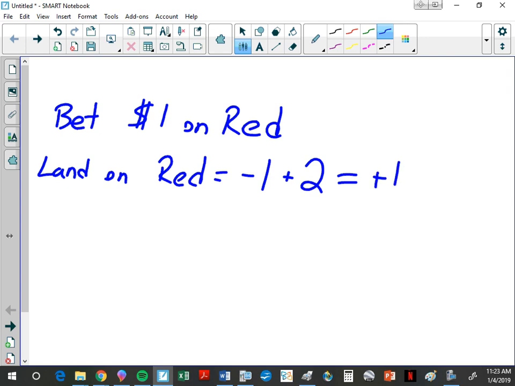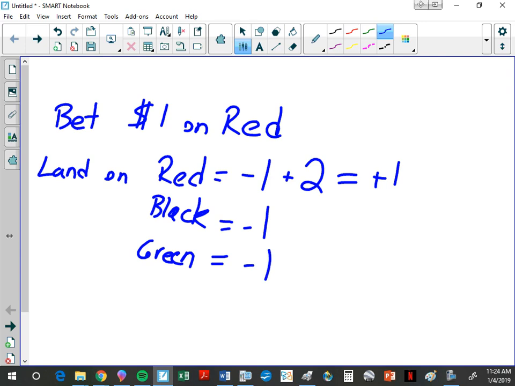Okay? What happens when we land on black? I simply lose $1 and it's gone. What happens when I land on green? I lose $1.